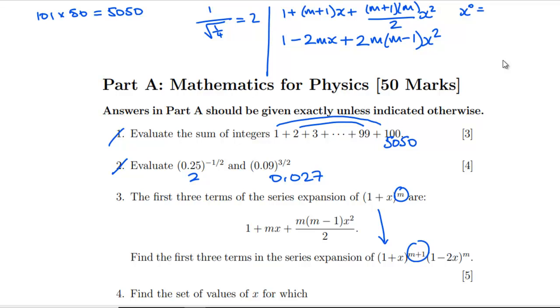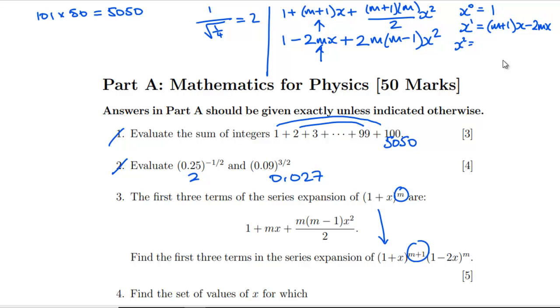Right, so let's do these in bits then. So our x to the 0 term is just going to be 1 because we're going to have the 1 times 1. Our x to the power 1 term, well, we can only get those by having that times 1. So we've got (m plus 1) times x, and then that times 1, so minus 2mx. Now our x squared term is going to have a lot more bits in it. So we can get the two original x squared terms because they can both be multiplied by 1, but then we've got these two multiplied together is going to give another one.